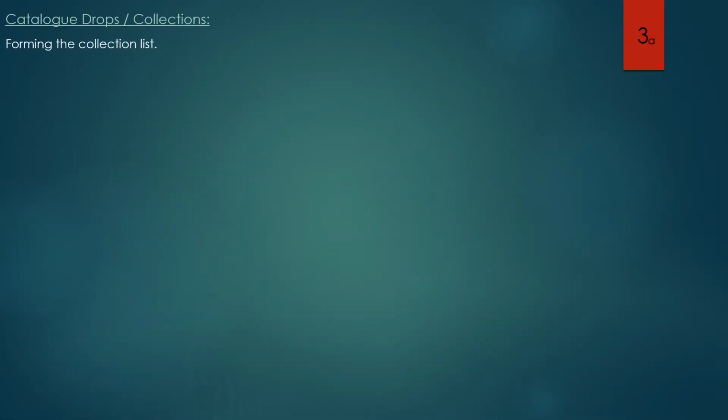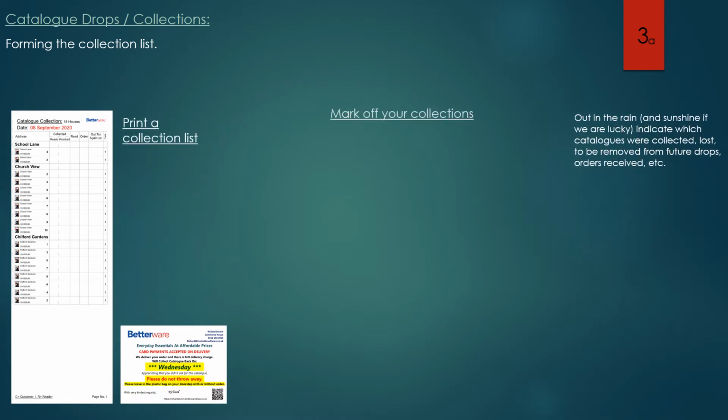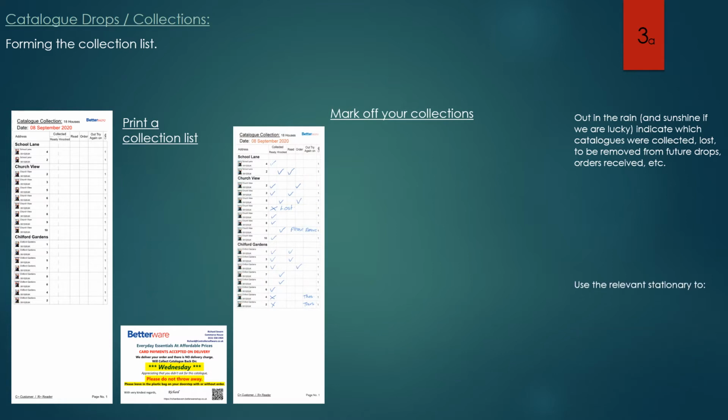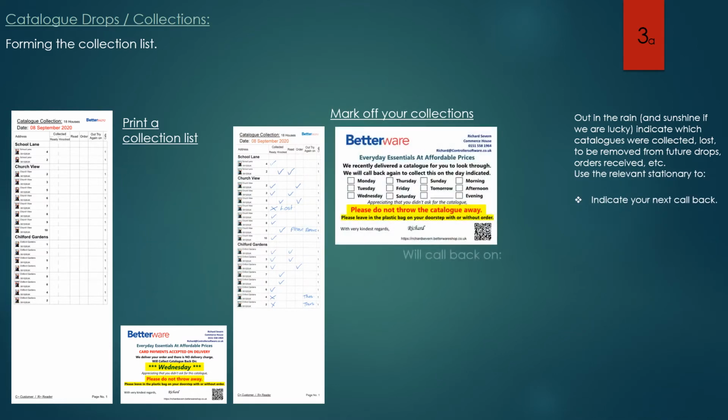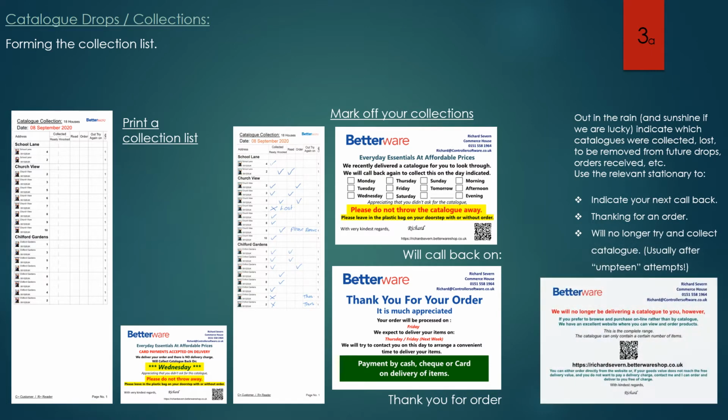Forming the collection list. We can print the collection list telling us which houses to go and collect from. So out in the sunshine or the rain, we indicate which houses we've collected from, which houses have read the catalogue, any that have lost, any that we're going to call back to. We can indicate which day we're going to call back using our callback slips.